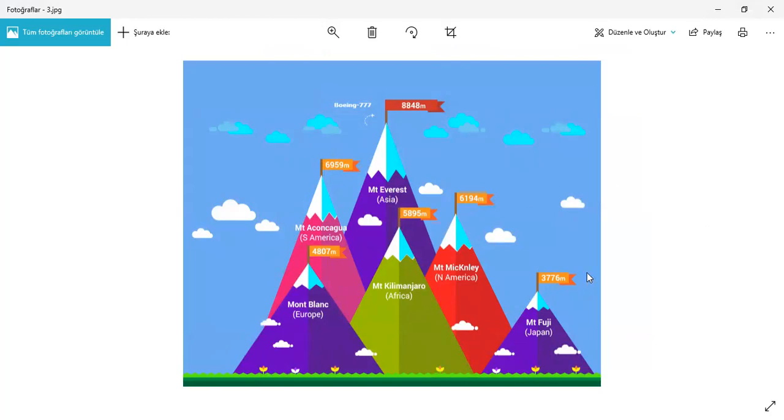You can see some mountains here. I want you to tell me which one is the highest mountain. You can say Mount Everest is the highest mountain in the world by 8,848 meters. So how about making comparisons with the other mountains? For example, Mont Blanc is higher than Mount Fuji.